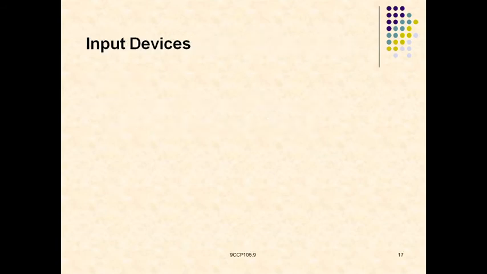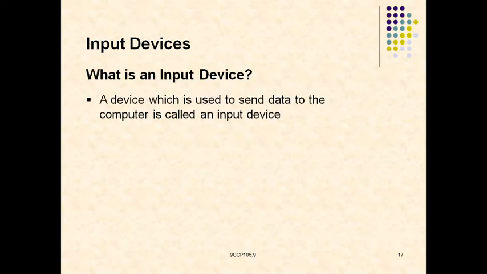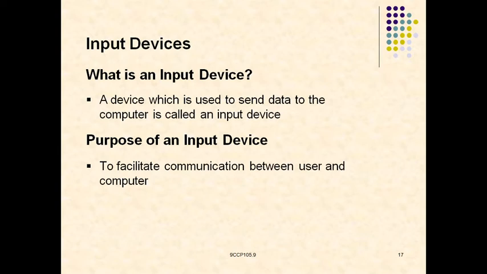Now the next topic we are going to discuss is the input and output devices in a computer system. Input devices. So what is an input device? A device which is used to send data to the computer is called an input device. Okay students, what is an input device? A device which is used to send data to the computer is called an input device.